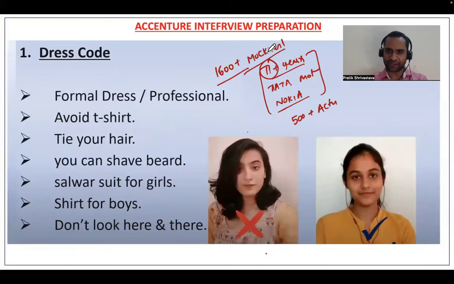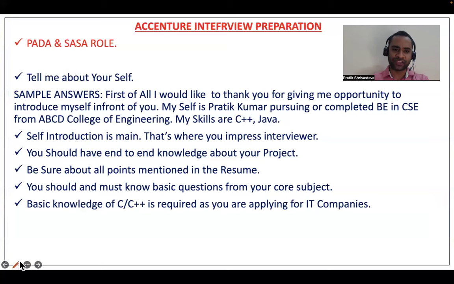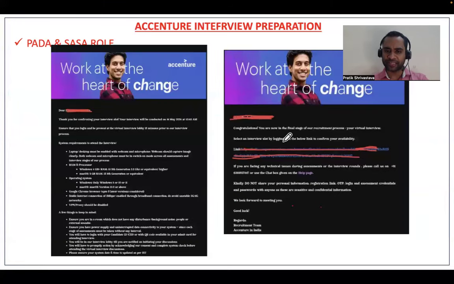The first thing I wanted to tell you, friends, is that Accenture has started conducting the virtual interview for PADA and SASA roles. You can see this email from Accenture: Congratulations, you are now in the final stage of our recruitment process, your virtual interview. Friends, you have already put in so much effort, and now I don't want you to lose in the interview, because the main effort goes into your written test, communication round, and then the last is your virtual interview.